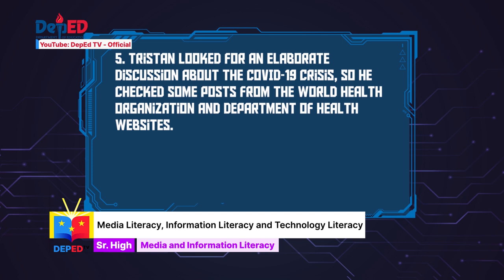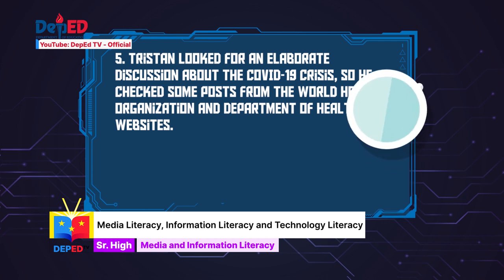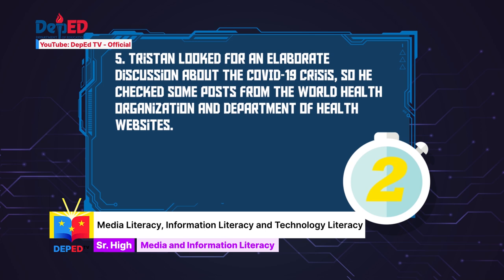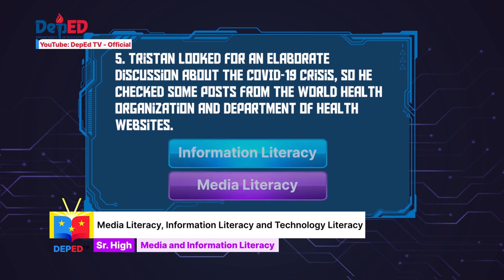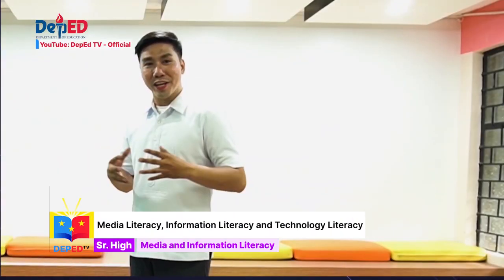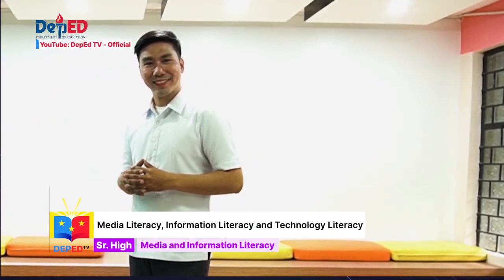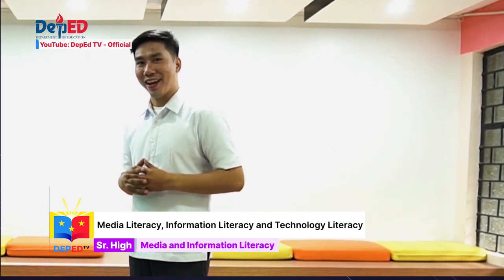Number 5. Tristan looked for an elaborate discussion about the COVID-19 crisis, so he checked some posts from the World Health Organization and Department of Health websites. The correct answer is information literacy and media literacy. How many correct answers did you get? I'm sure you did great.